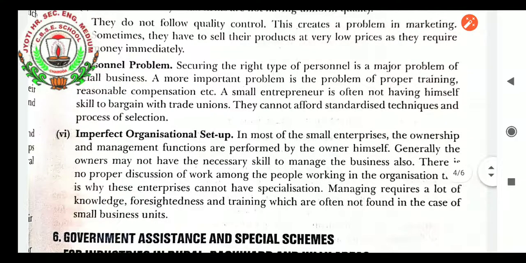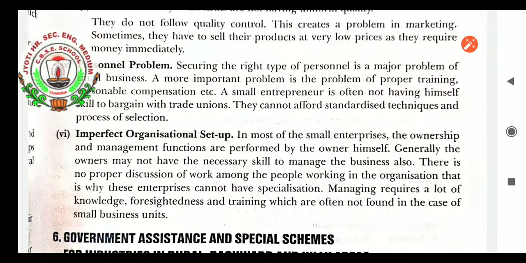Personnel problems. Securing the right type of person is a major problem of small business. A more important problem is proper training, reasonable compensation, etc. A small entrepreneur often does not have the skill to bargain with trade unions. They cannot afford standardized techniques and processes of selection.